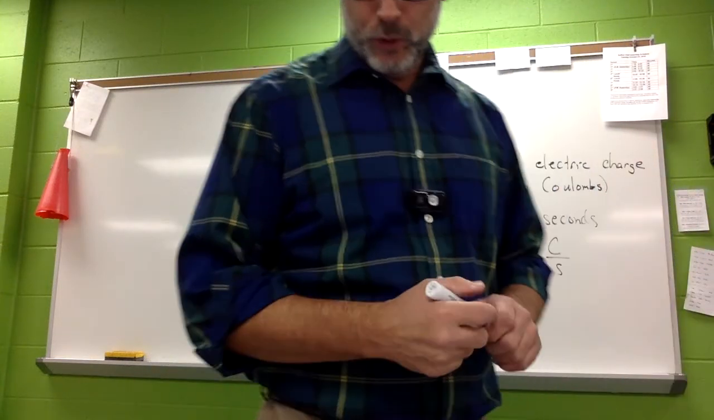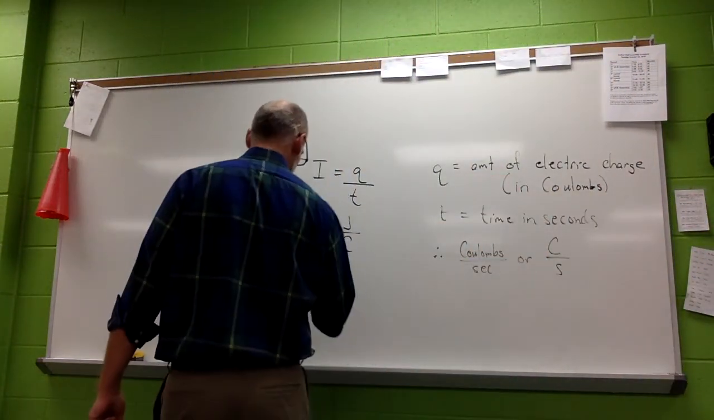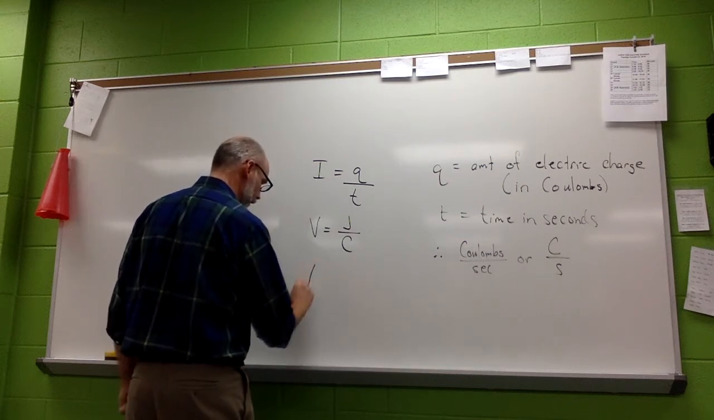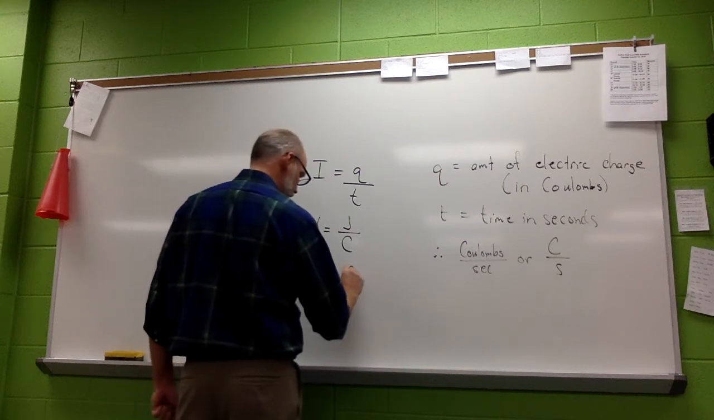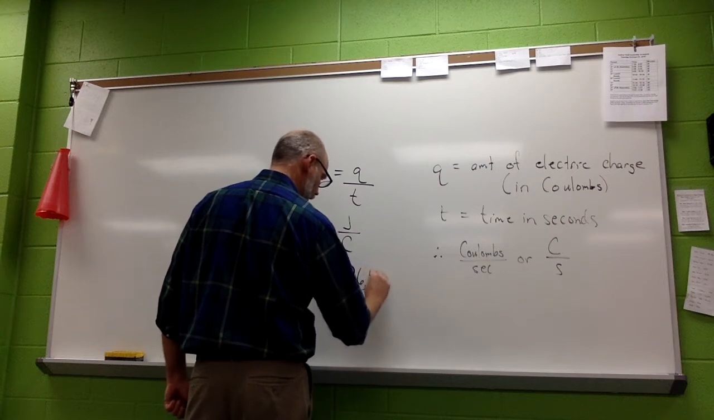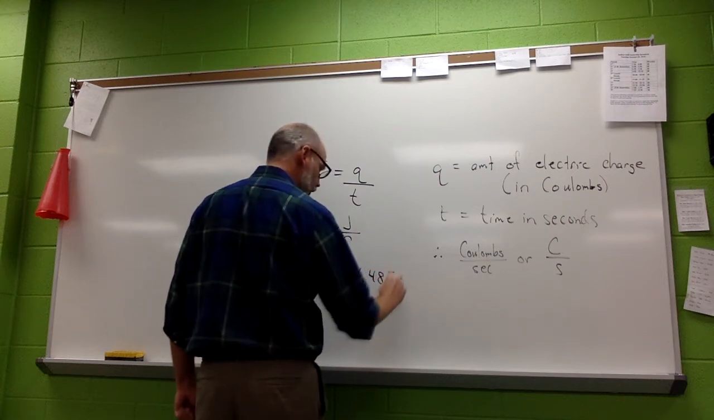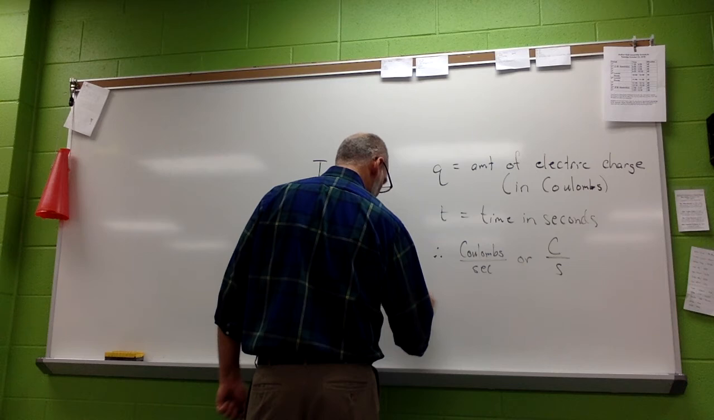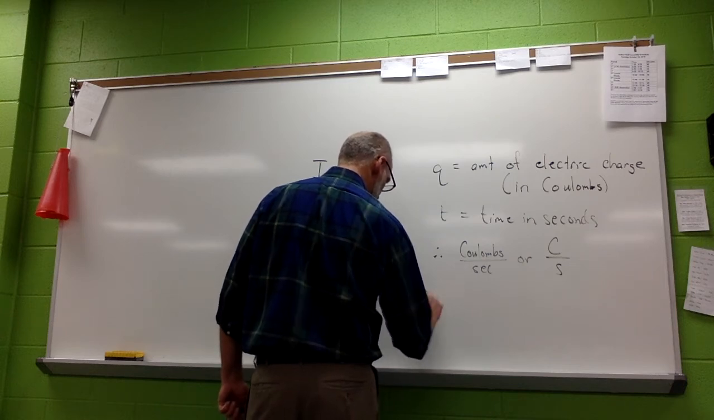So anyway, that's in coulombs per mole of electrons. So the Faraday is 96,485 coulombs per mole of electrons.